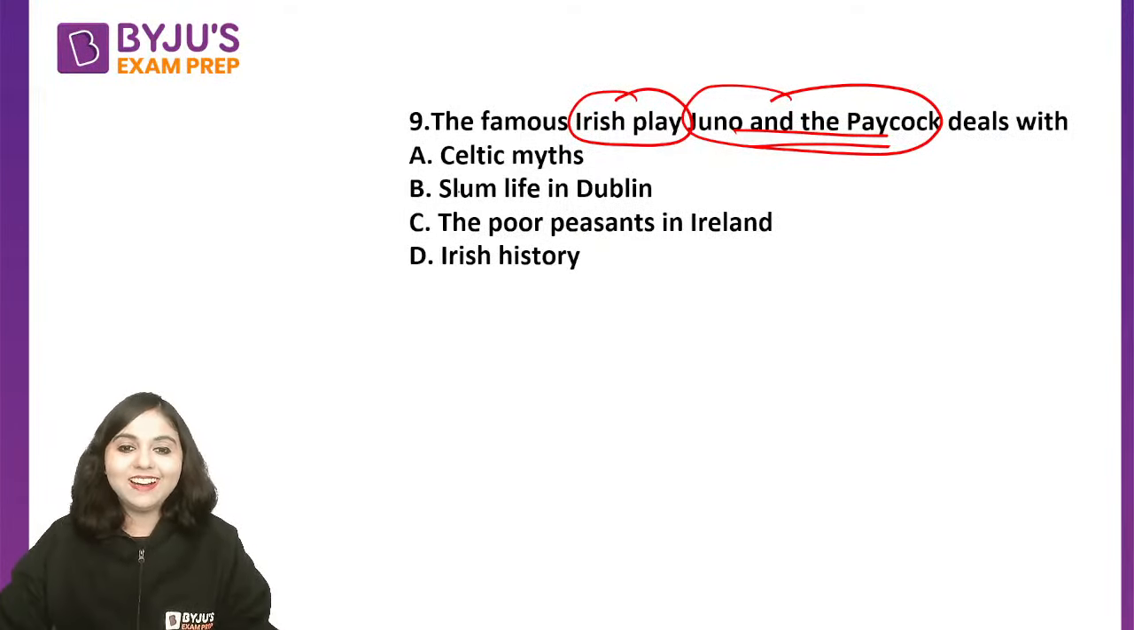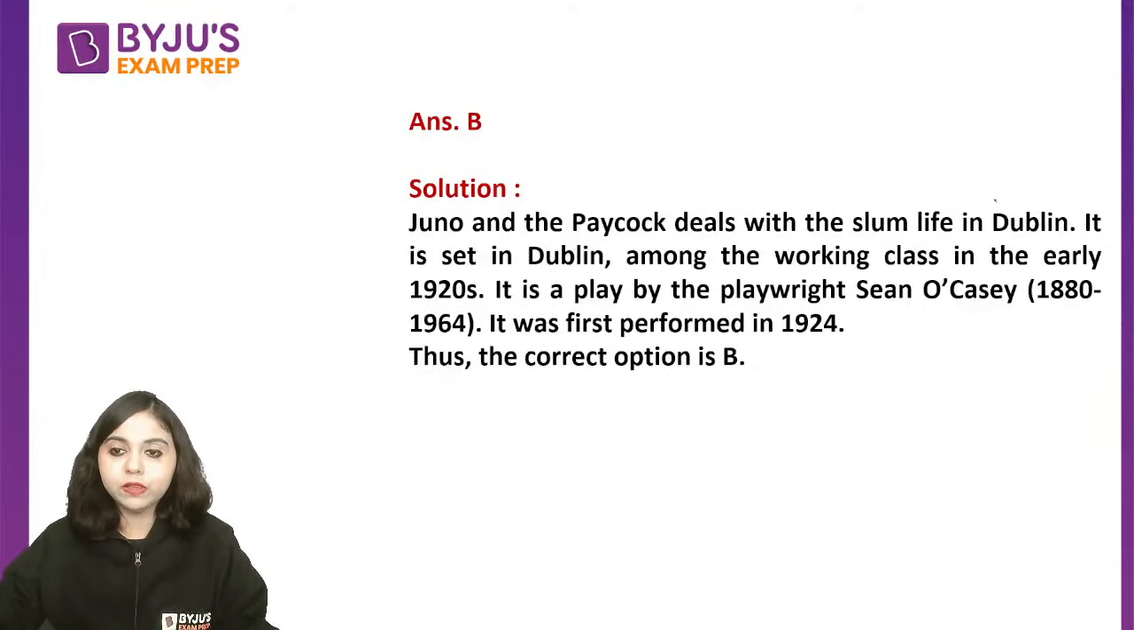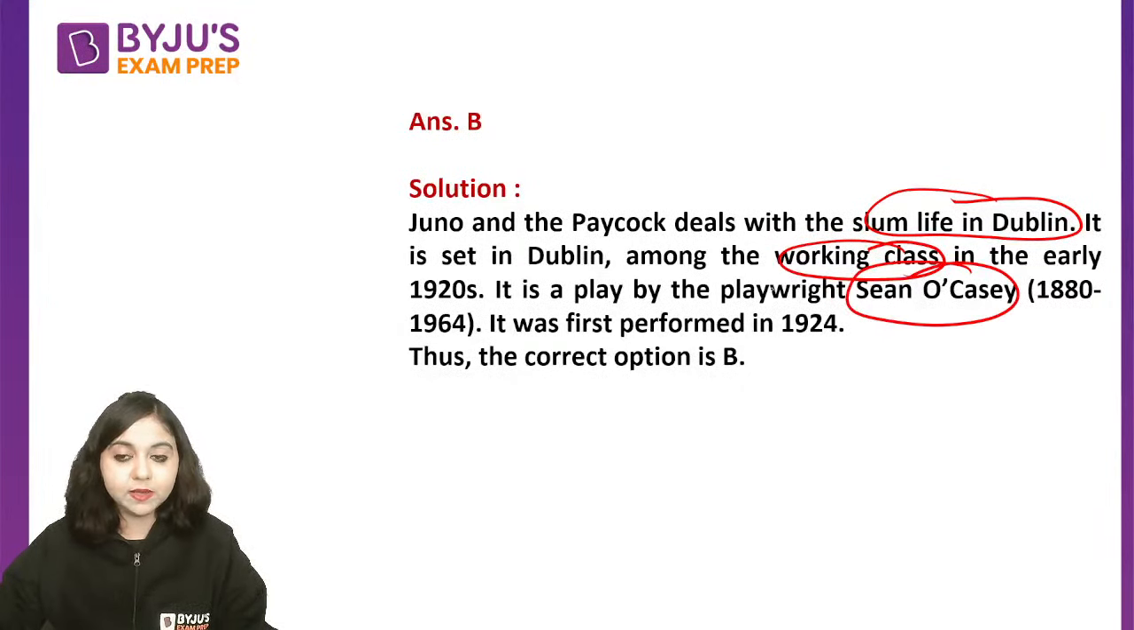Slum life in Dublin is absolutely the correct answer here. So Juno and the Peacock is giving you glimpses of the slum life. You are able to see it set in the working class life. Altogether, written by Sean O'Casey, performed in 1924.